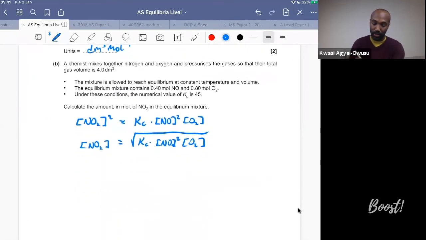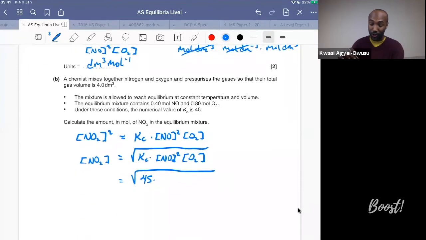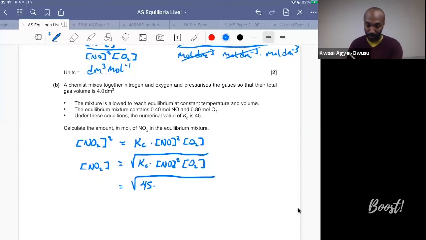There we go. So if we go back and plug in all of our numbers, Kc we're told is equal to 45. 45 times the concentration of NO, which we're given as 0.4 divided by, so if we work out the NO concentration, 0.4 divided by 4, which is equal to 0.1.